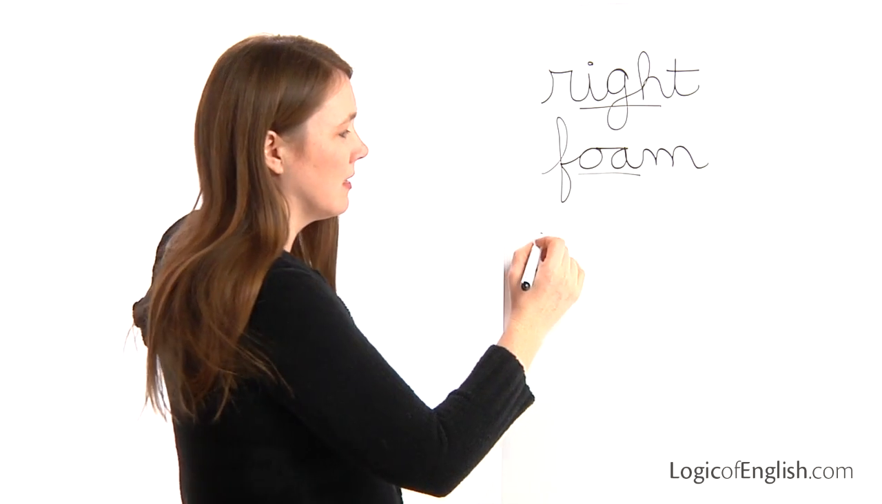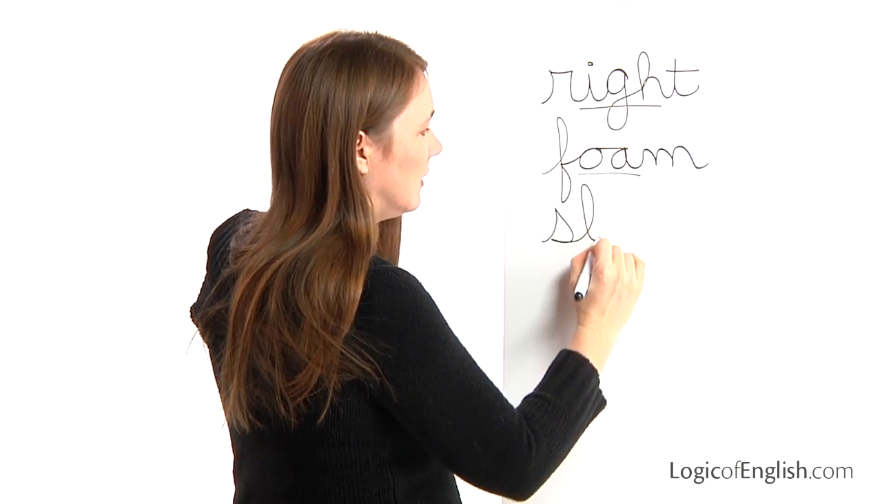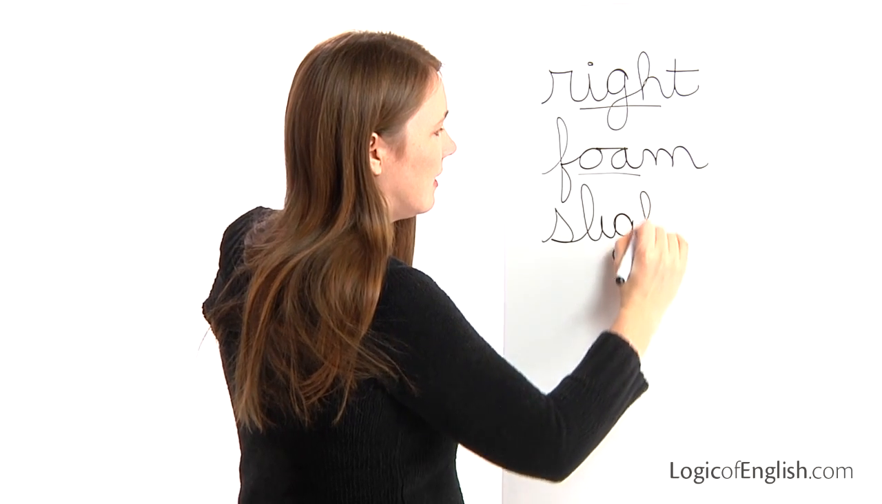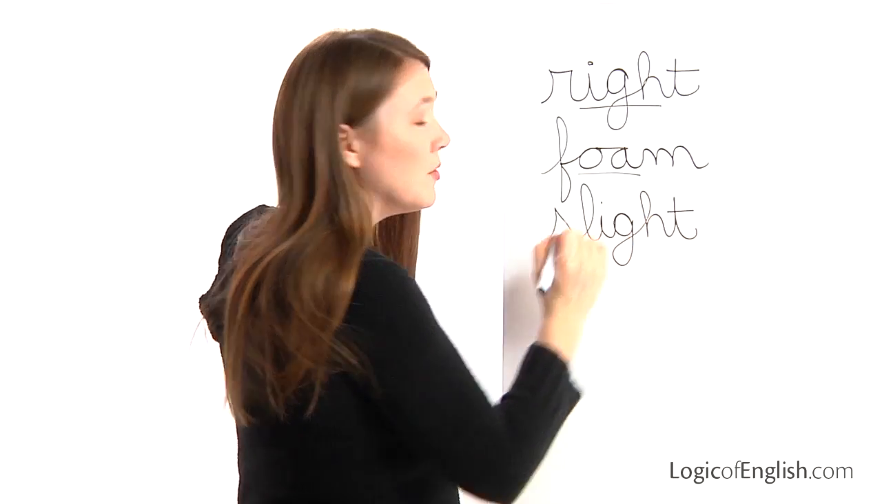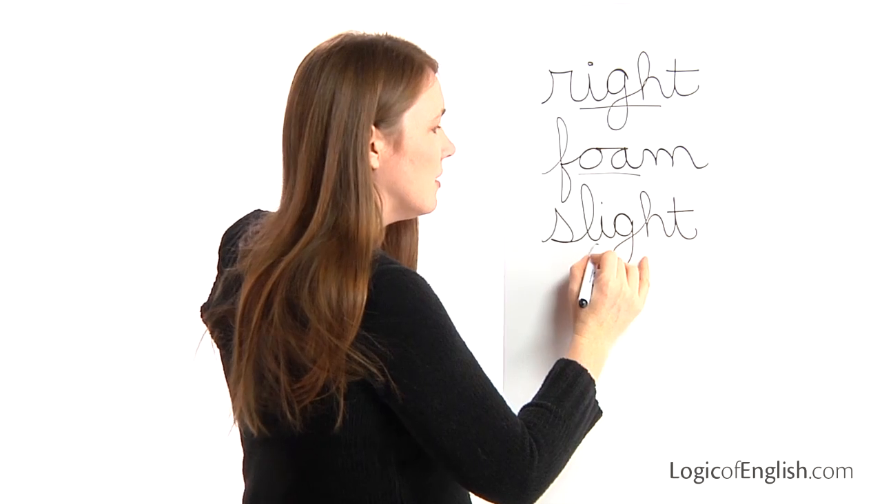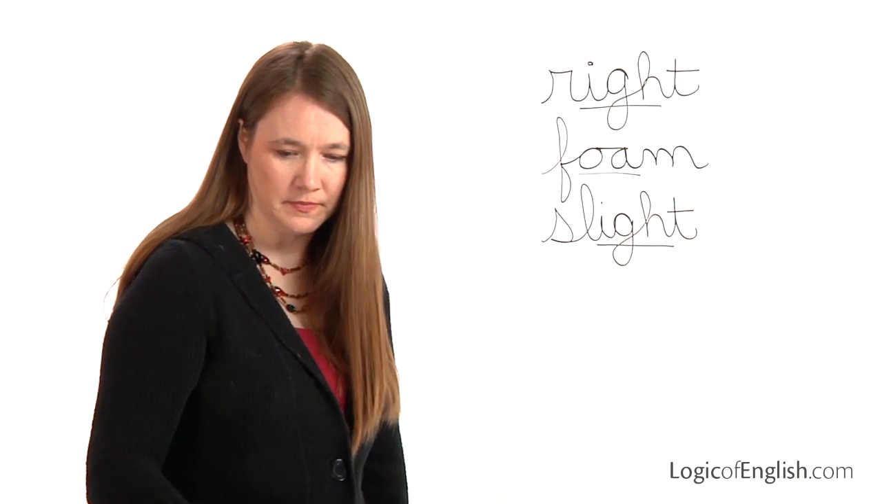S, L, igh, three-letter I, T. Go ahead and write slight. And now help me to write it. igh, T. And how will we mark it? We'll underline the three-letter I.